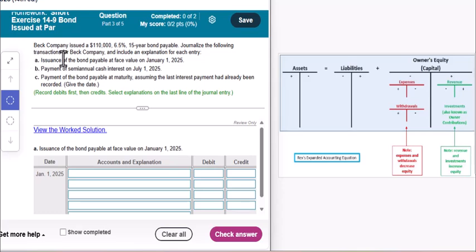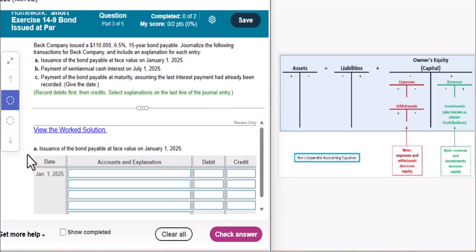A. Issuance of the bond payable at face value on January 1st, 2025. B. Payment of semi-annual cash interest on July 1st, 2025. C. Payment of the bond payable at maturity, assuming the last interest payment had already been recorded. Give the date. Record debits first, then credits. Select explanations on the last line of the journal entry.